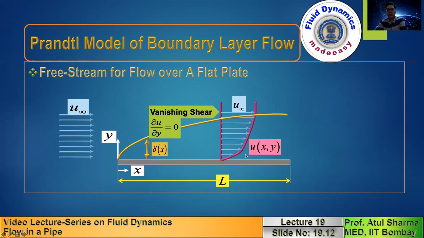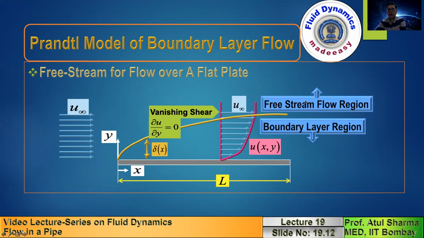You have a non-zero shear, or non-zero del u by del y, in this region, but as you move up, this shear is vanishing. Del u by del y is approaching 0. The region below this boundary layer edge is called the boundary layer region, and above is called the free stream flow region, where the velocity gradients are negligible.